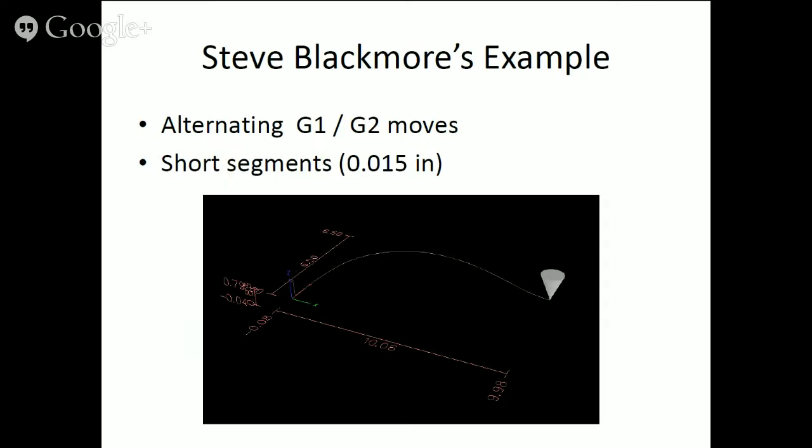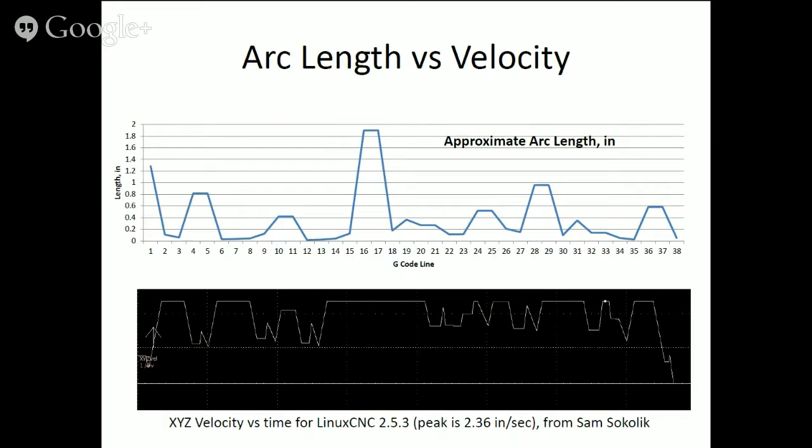One example that was around for a while, when I first came into the community, was Steve Blackmore's example program here. It has a lot of short segments, alternating straight lines and arc segments. And this is what it looks like when executed on the original trajectory planner. The plot at the bottom is the velocity in XYZ. You can see there's lots of little dips. It runs at full speed for some of the time, but most of the time it's speeding up, slowing down, and it's not smooth at all. And of course, we can thank Sam for this wonderful test, and many others, as you've heard.